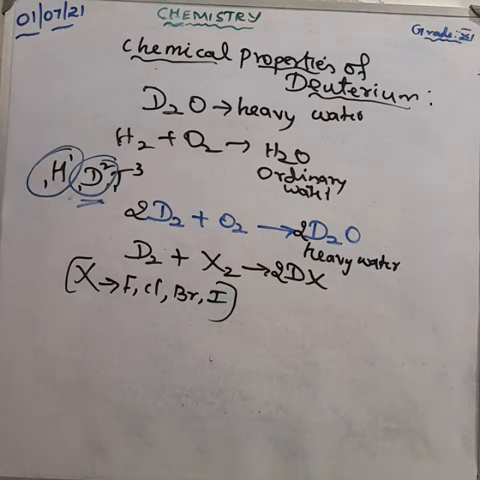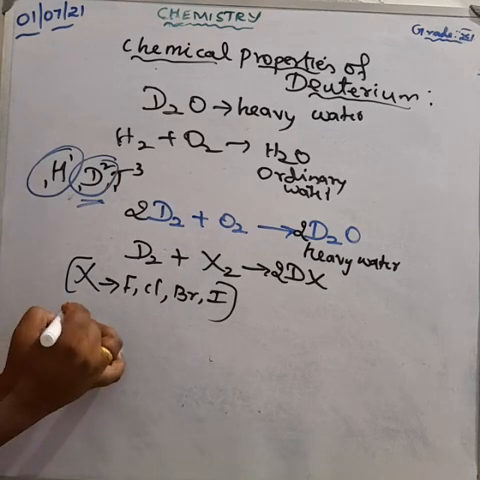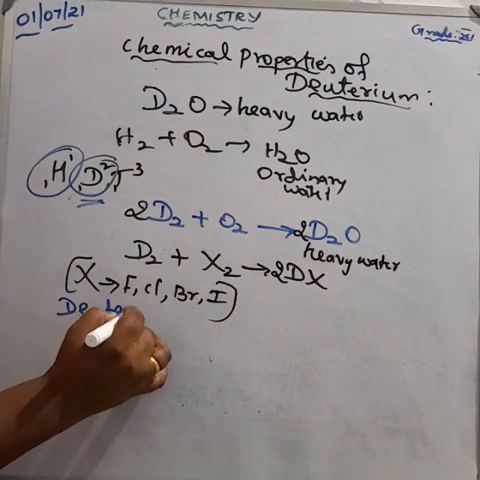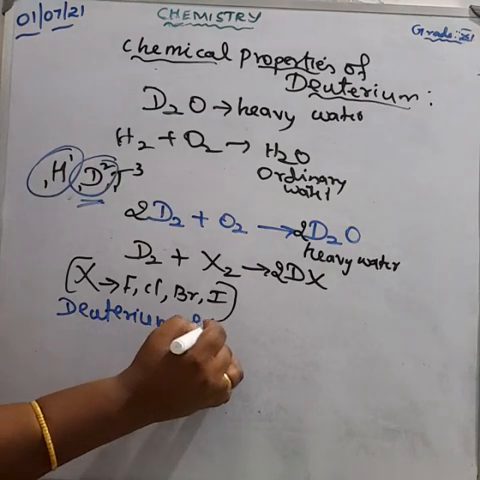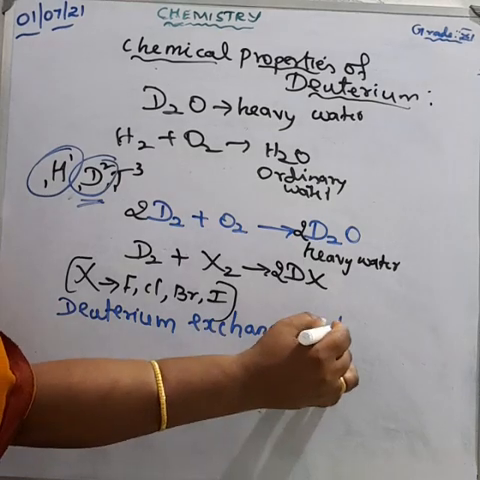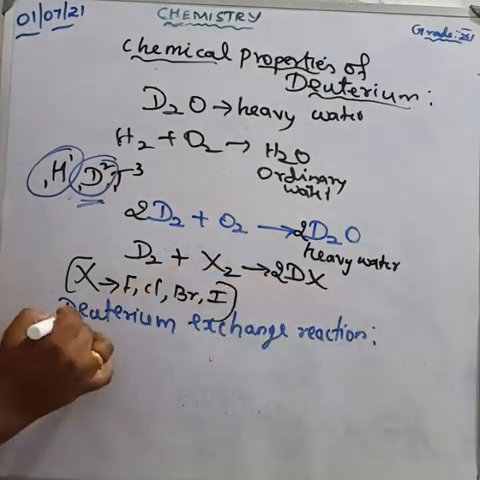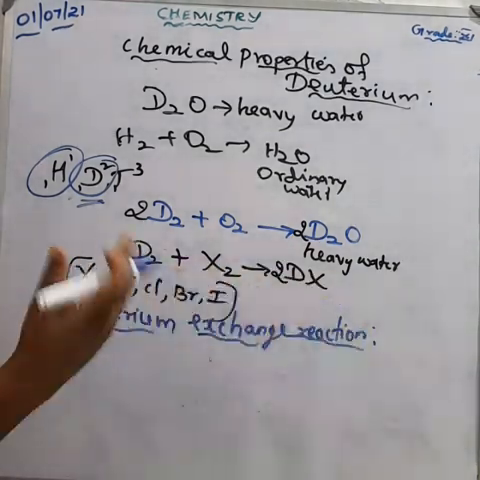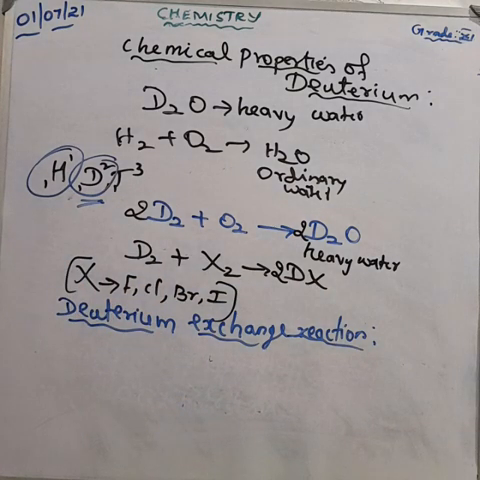Another chemical property of deuterium is the exchange reaction. Exchange means one element exchanges with another element. Here the deuterium atom can replace the hydrogen atom from its compound.